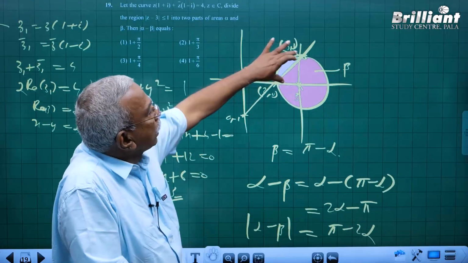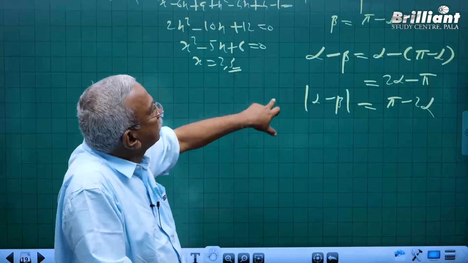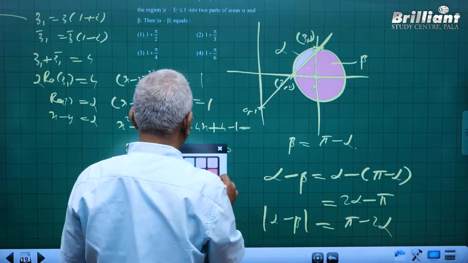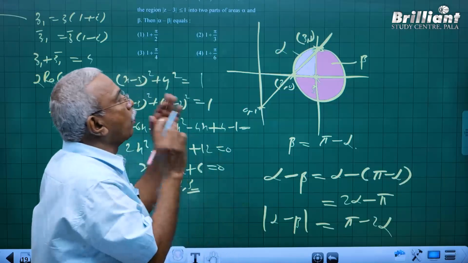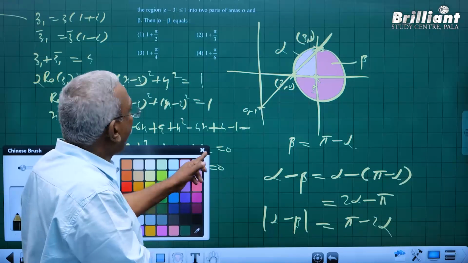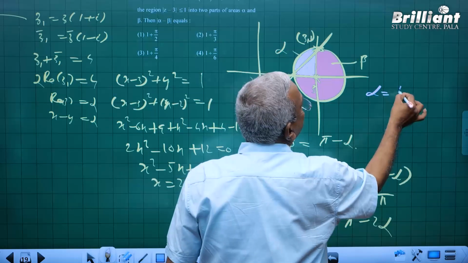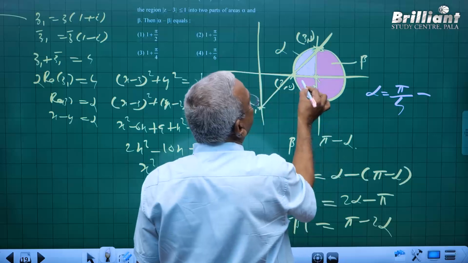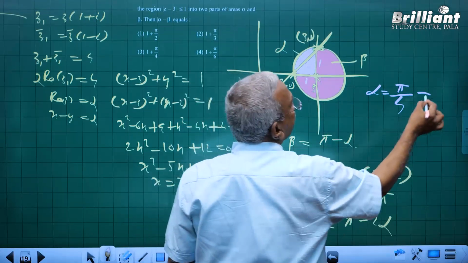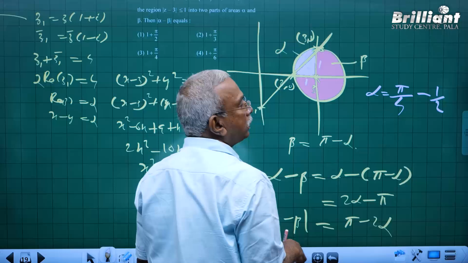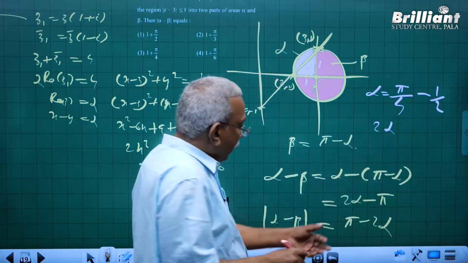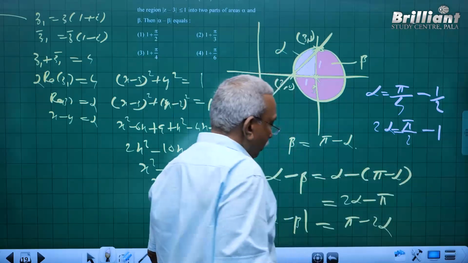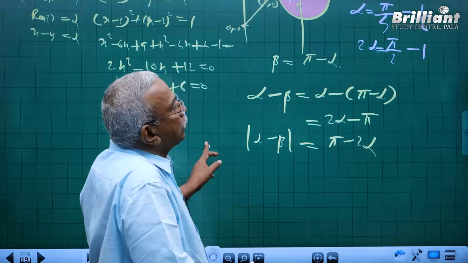You can see this is a quarter of the circle, and we subtract this triangle's area. What is the quarter of the circle? Alpha is equal to pi by 4 minus the area of this triangle. Here the sides are 1 and 1, so the area is 1 by 2. This is alpha. Therefore, what is 2 alpha? It is equal to pi by 2 minus 1. So 2 alpha is pi by 2 minus 1.